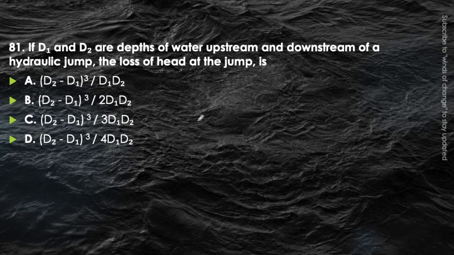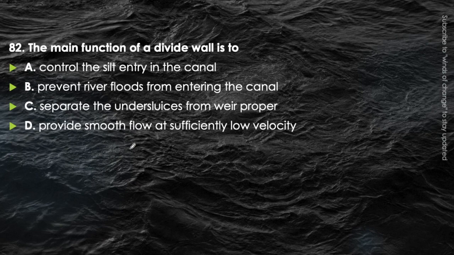What is the formula? Can you recall it from open channel flow? If not, then I am telling you, this is option D, that is (d2 minus d1) whole cube upon 4 d1 d2. Okay, next question.